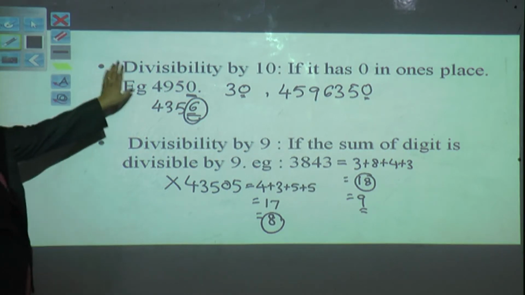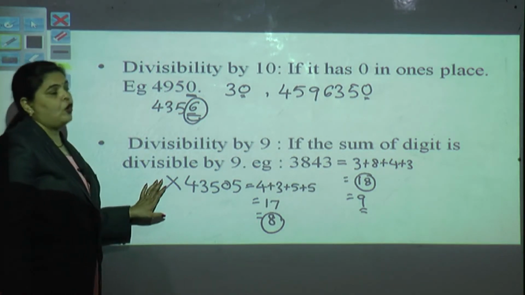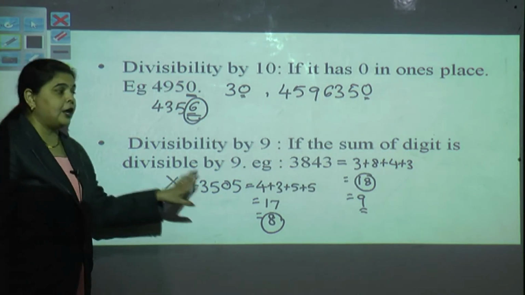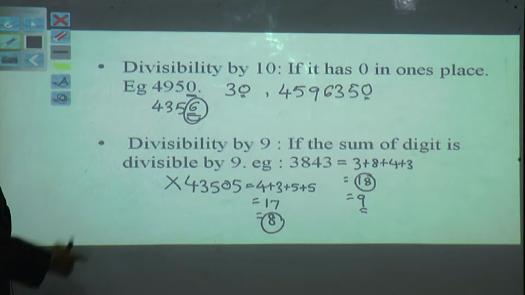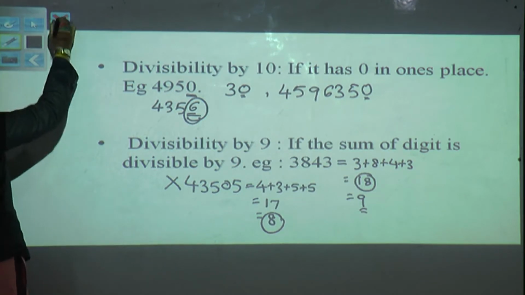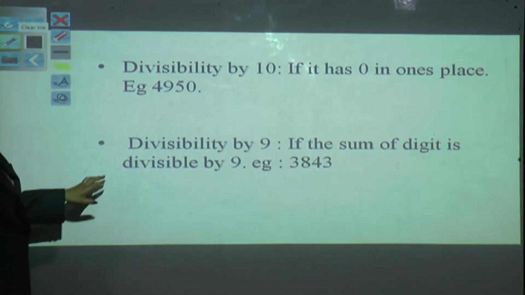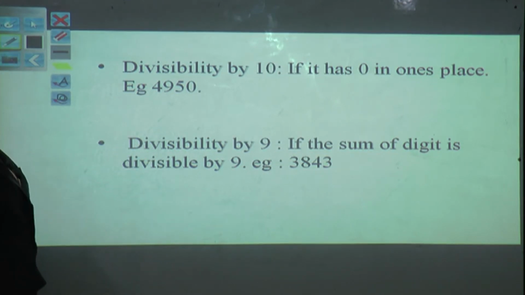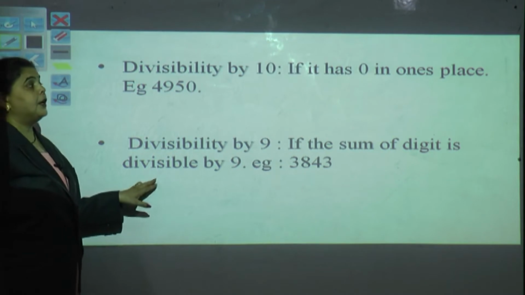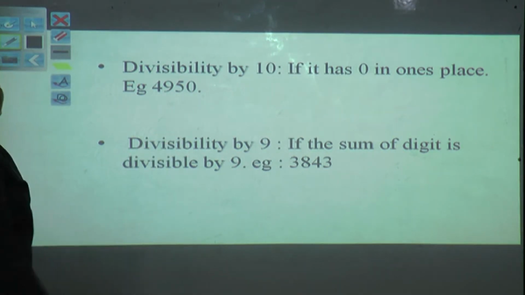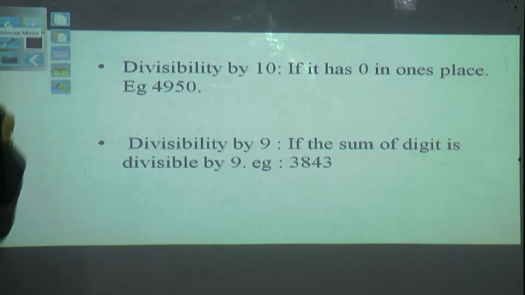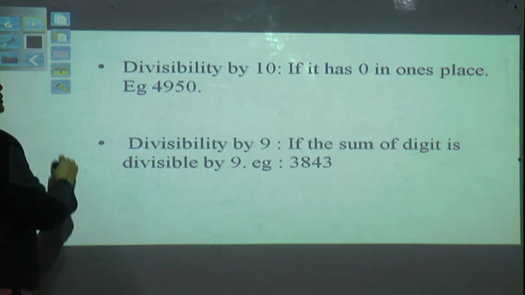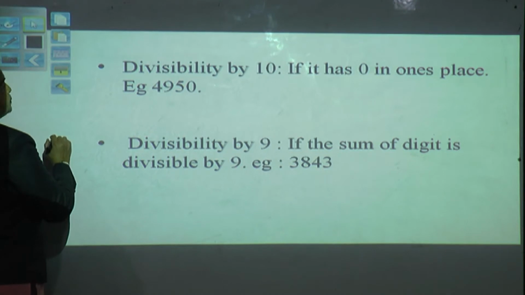So when you are doing long division, or when we are finding the HCF or LCM, then you can apply this divisibility rule and try to find out. So what are the examples? You can create your own example and practically check how a number is divisible by 10 and by 9. So you can create your number, take the numbers and do it.